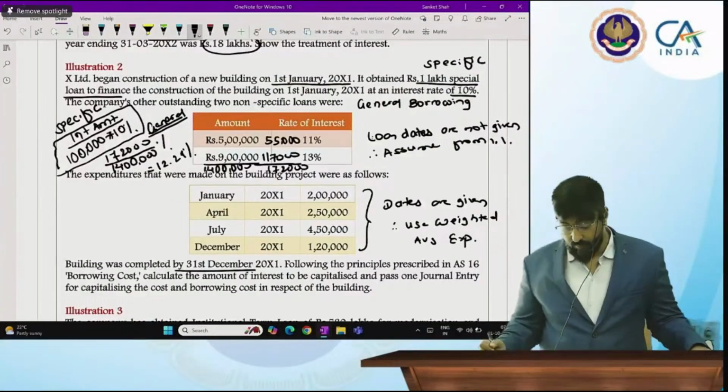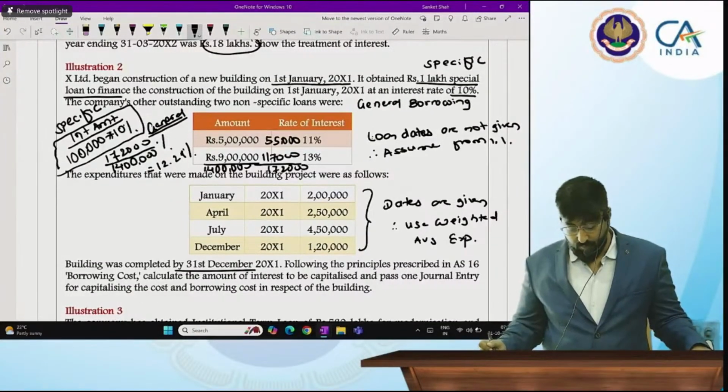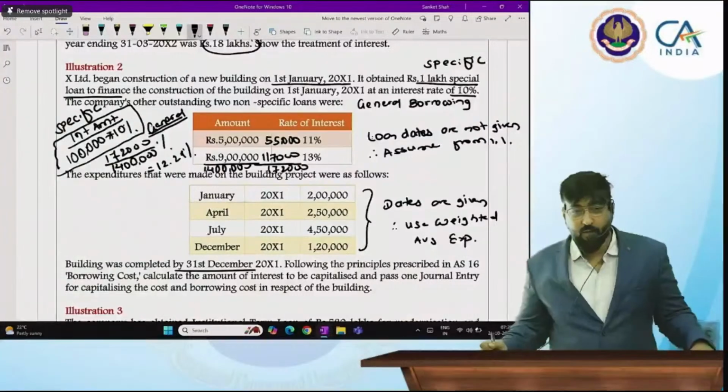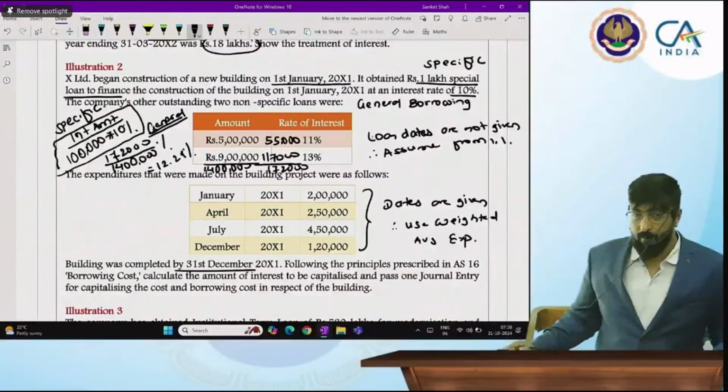It is 12.2857%. So you will take 12.29 because the third digit is 5 or more. 12.29%. Correct? Yes, sir.